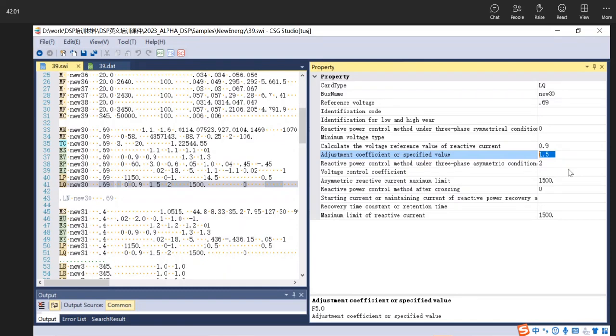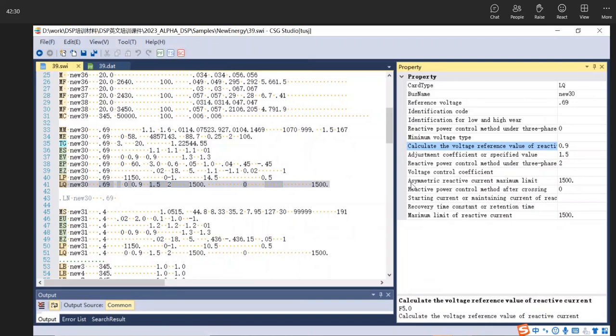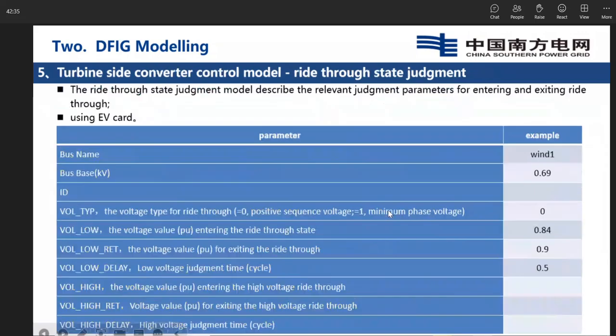0.5, the output reactive current is this number. This number multiplied by 0.9 negative the 0.5, and multiplied by the rated current. Okay.